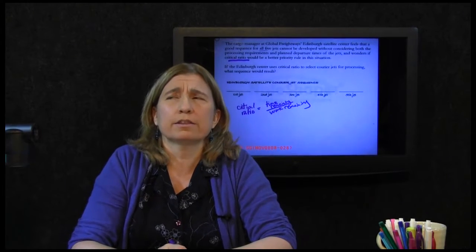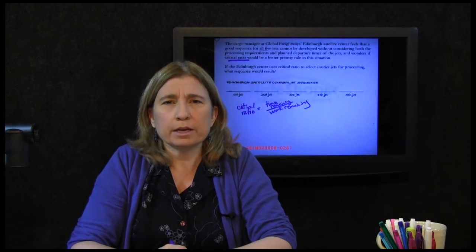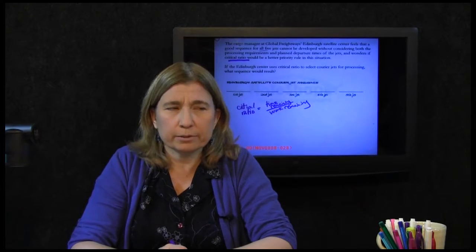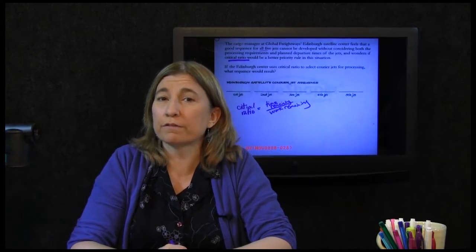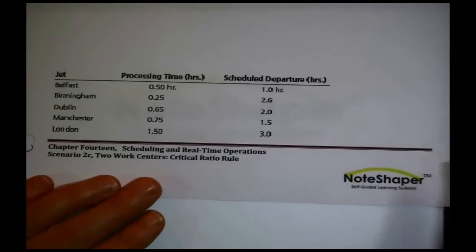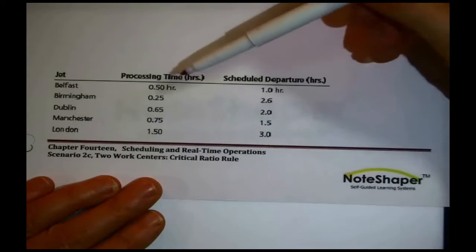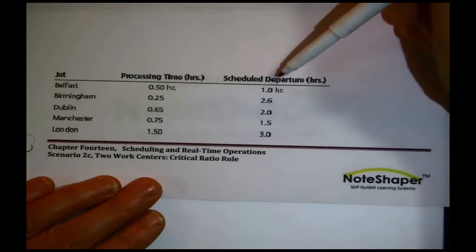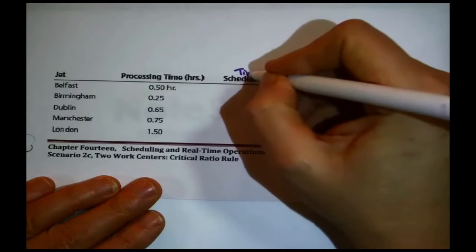Okay, because think about it this way. At the beginning, we haven't done anything. We're only picking the first flight, based on the data. Now, if you have the note frame, it has the original data concerning processing time and the scheduled departure, which is essentially the time remaining.